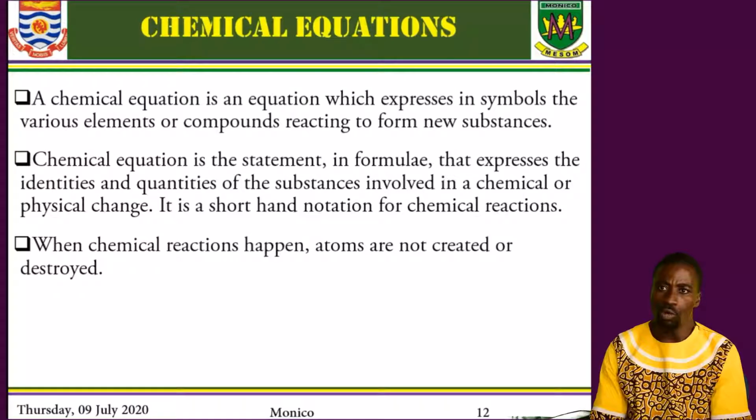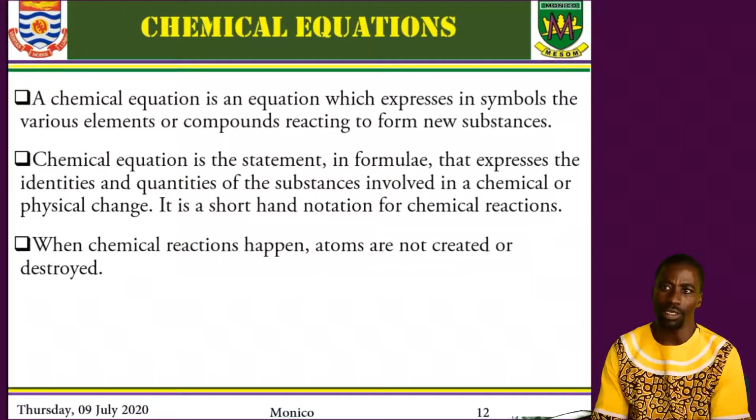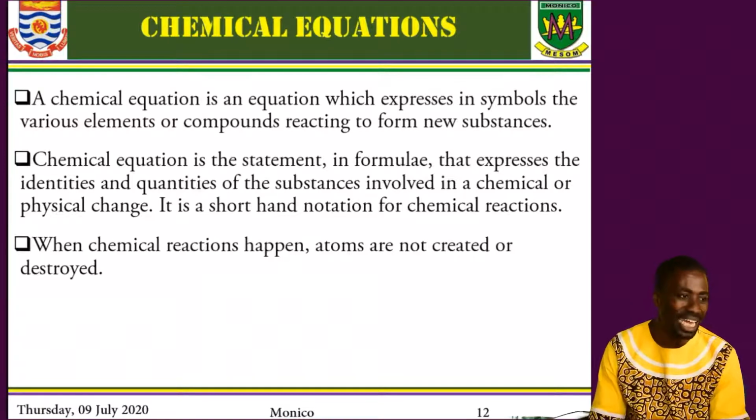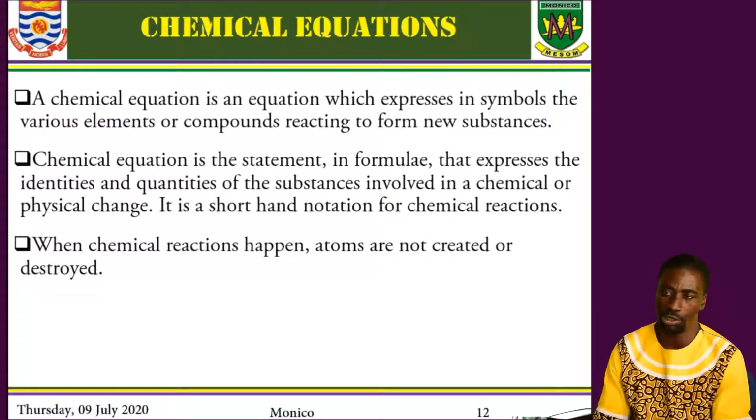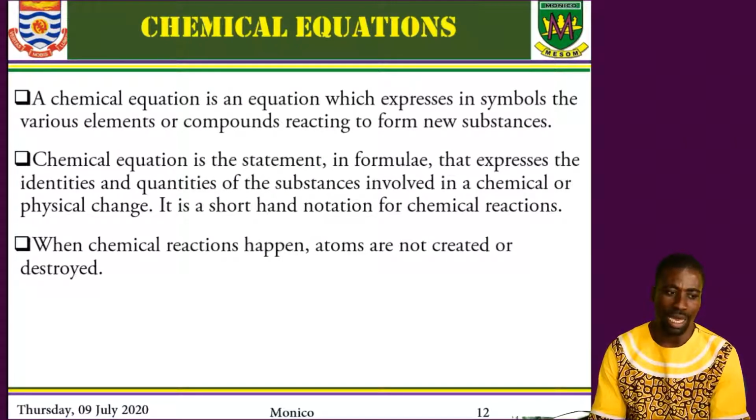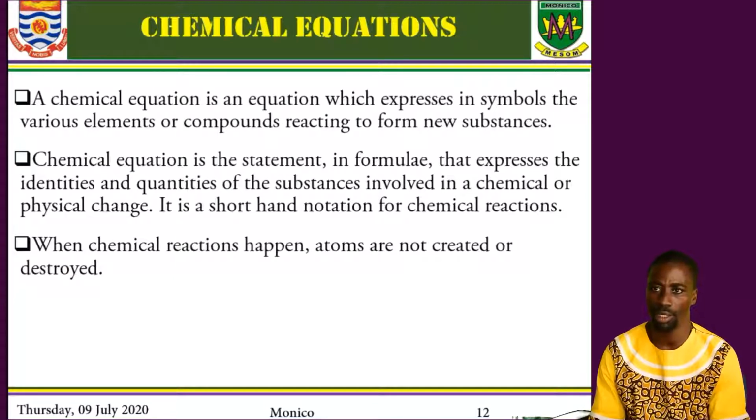Now this is very important. Note that when chemical reactions occur, atoms are neither created nor destroyed. Atoms are neither created nor destroyed. You may decide to call this conservation of atoms, but what we want to say is that atoms are neither destroyed nor created in chemical reactions.